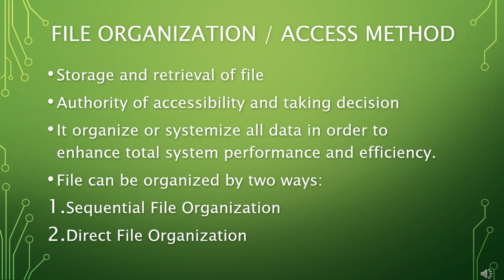So let's start. Our first topic is file organization or access method. The main objective is to see how data is organized for storage and retrieval purposes. File System Manager manages the storing and retrieving scheme. It has full authority of accessibility and taking decision. The main objective function of File System Manager is to organize or systemize all the data in order to enhance total system performance and efficiency.